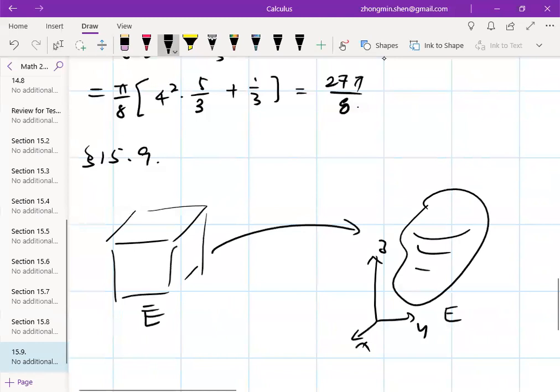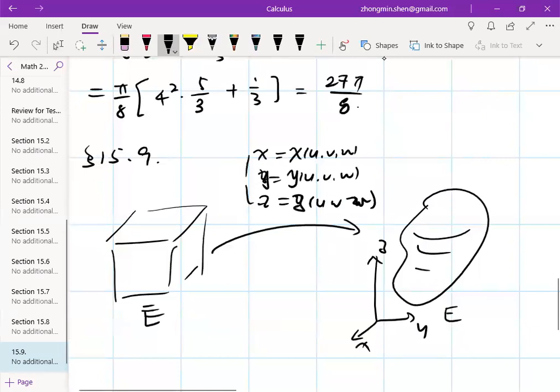And if you have a map, the map is given by, in the three-dimensional case, X, Y, Z, you have three variables. X is a function of U, V, W. Y is a function of U, V, W, depends on three variables. Z also a function of U, V, W. So this is in the U, V, W coordinate system.